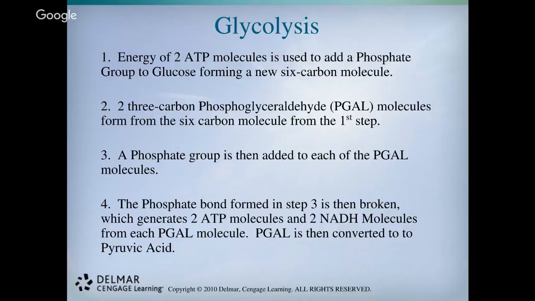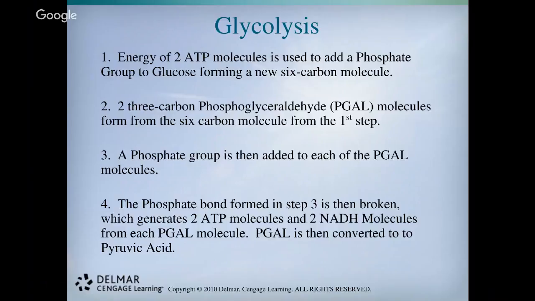A phosphate group is then added to each of the PGAL molecules. Like it says here, the phosphate bond formed in step 3 is broken, which generates 2 more ATP molecules and 2 NADH molecules from these PGAL molecules. They are then converted into pyruvic acid.